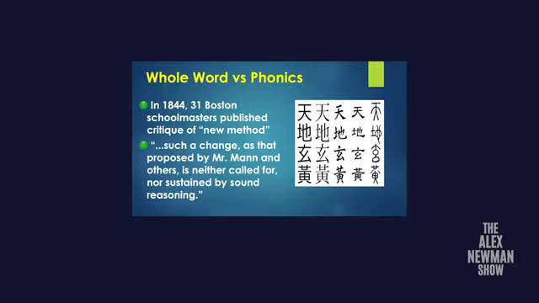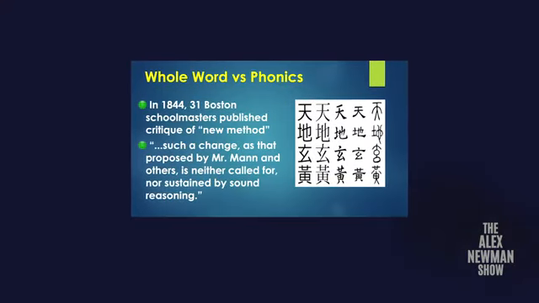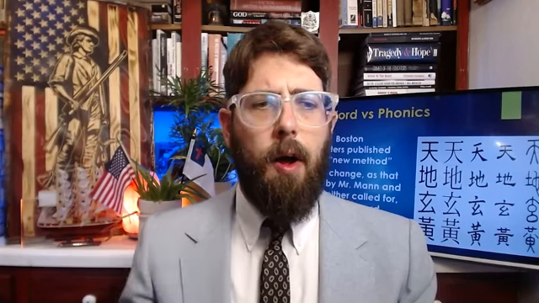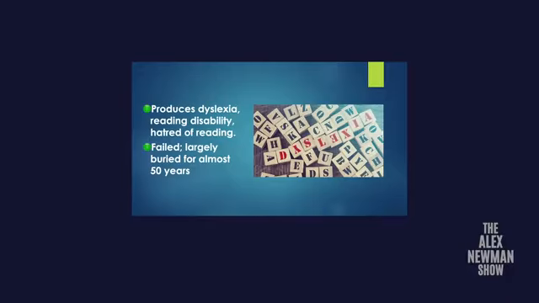In 1844, dozens of Boston schoolmasters from these new public schools got together and they published a blistering critique of this whole thing. The Boston schoolmasters said this in their critique, that this new method, this change proposed by Mr. Mann and others, is neither called for nor sustained by sound reasoning. That's a really diplomatic way of saying, you idiot! The children aren't learning how to read. The children were showing signs of what today we often label dyslexia, right?